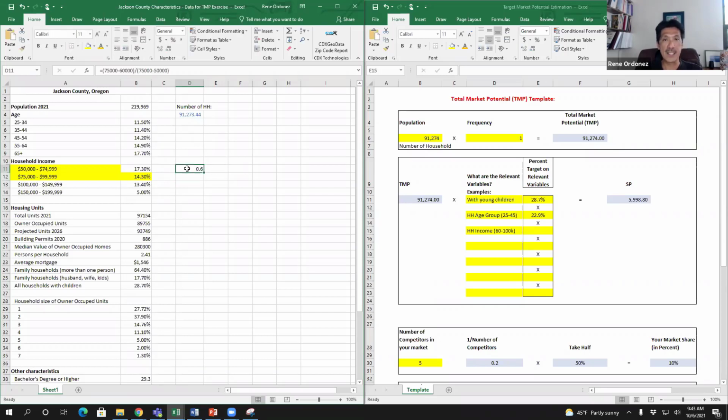Okay, so this says 60, meaning that 60% of from 60 to 75,000 represents 60% of this 17.30. So we will use this rate and multiply that by the share of that range.